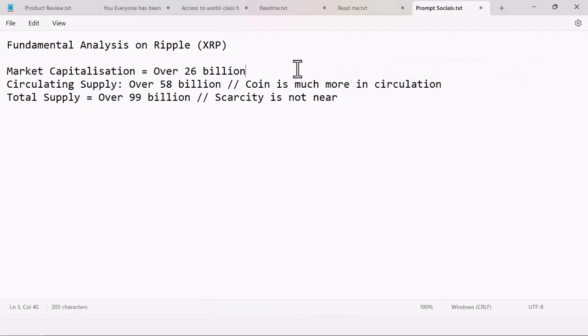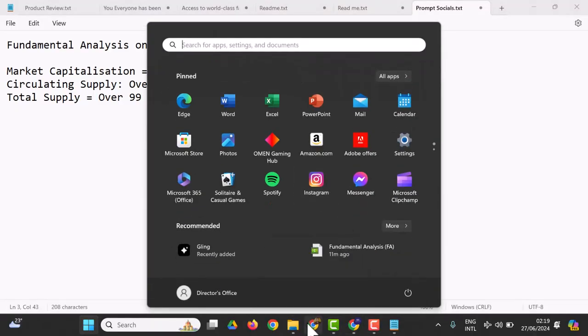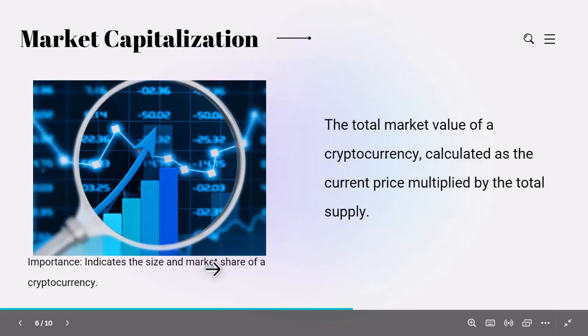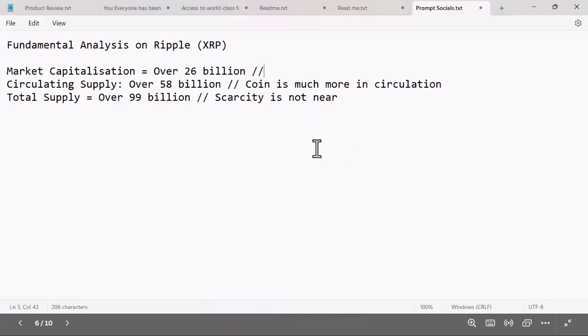And the market cap tells us something. What does it tell us? I said earlier on it's going to indicate the size and market share of a cryptocurrency. So it has a big market share. That's the comment here. Now we have that, then scarcity is not near.